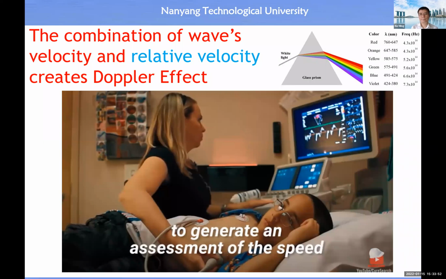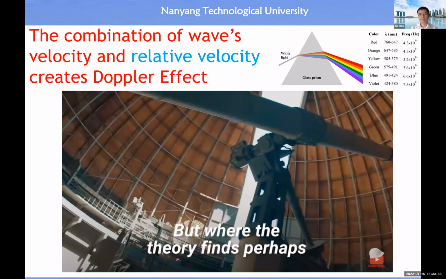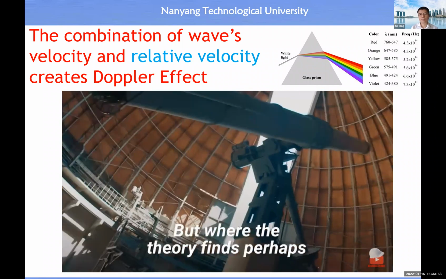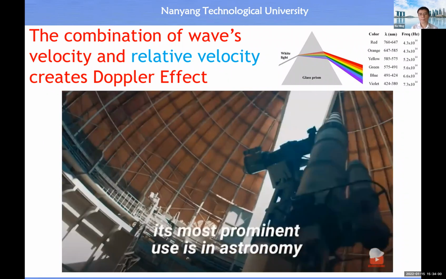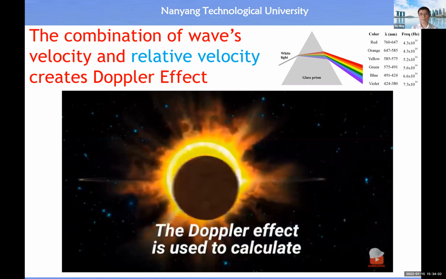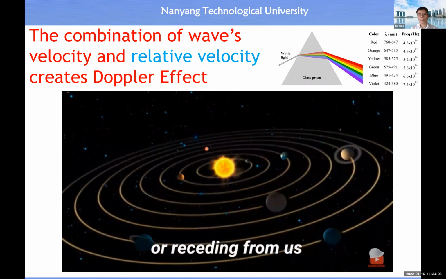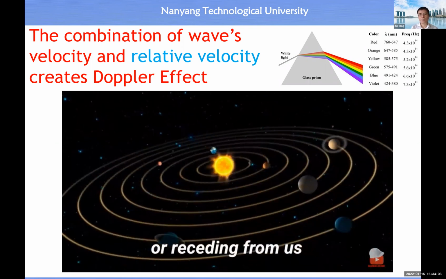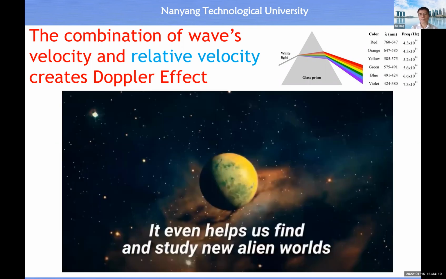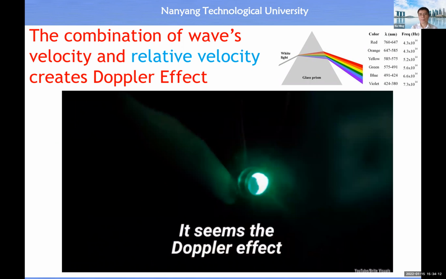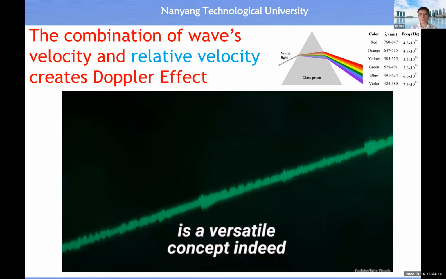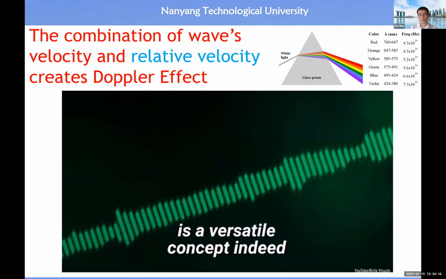But where the theory finds perhaps its most prominent use is in astronomy. The Doppler effect is used to calculate the speed at which planets, stars, and galaxies are approaching or receding from us. It even helps us find and study new alien worlds. It seems the Doppler effect is a versatile concept indeed, with many useful applications.